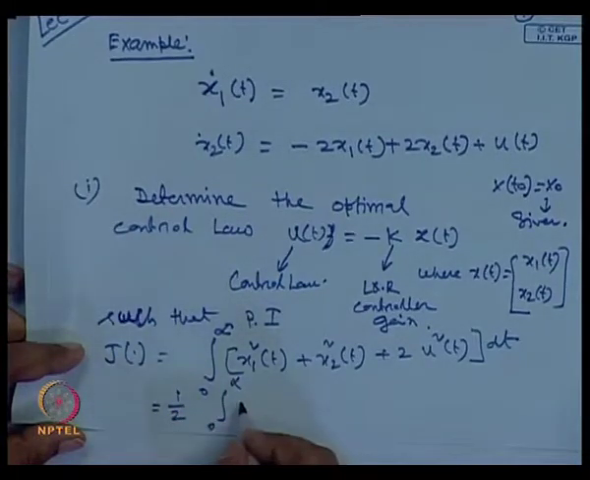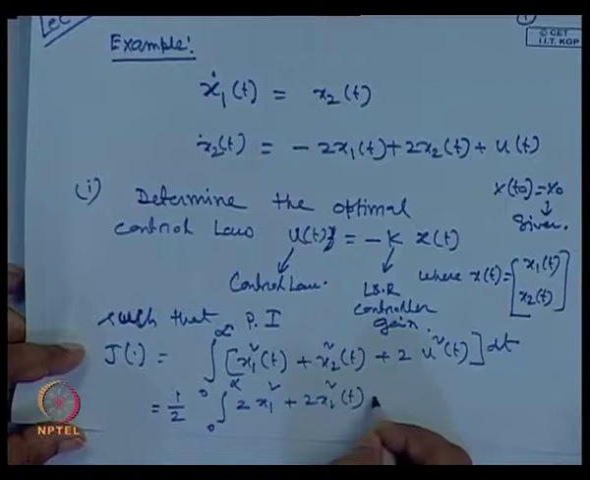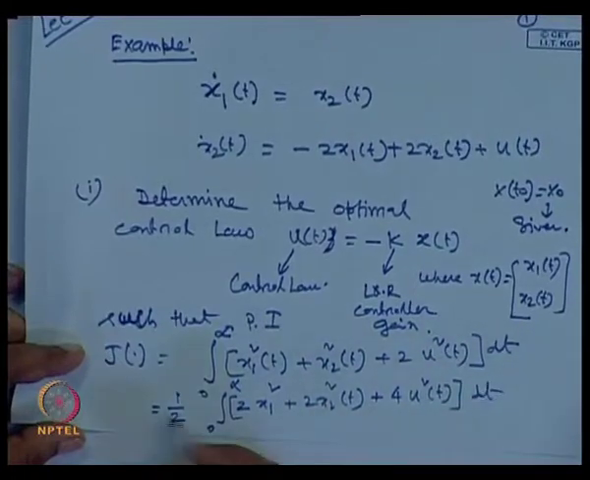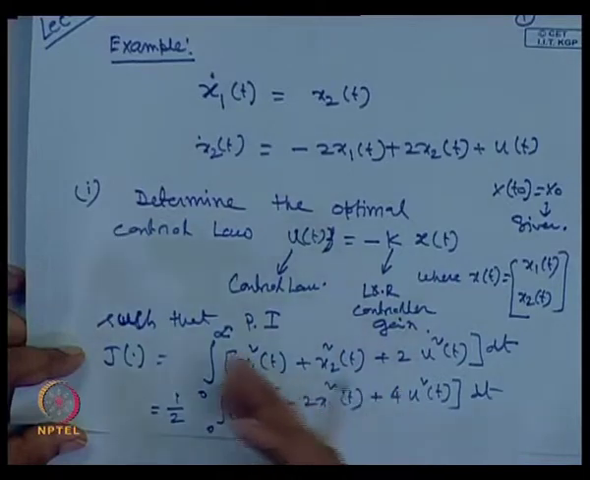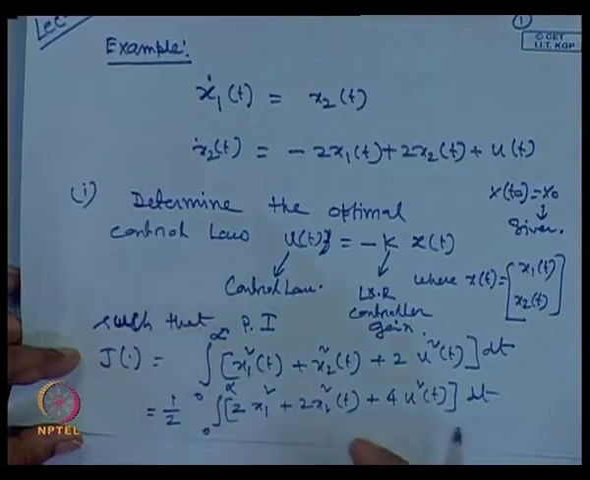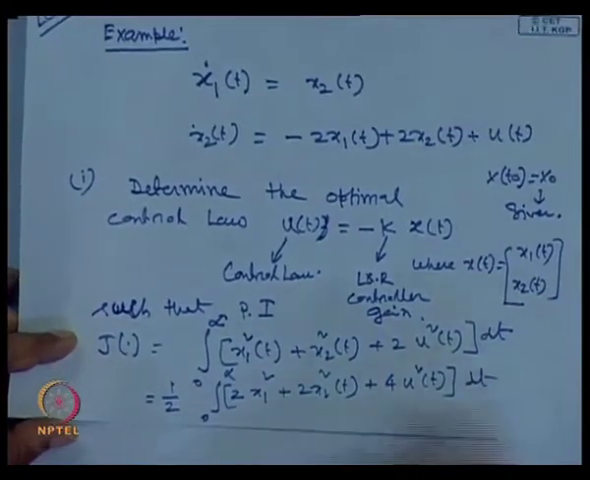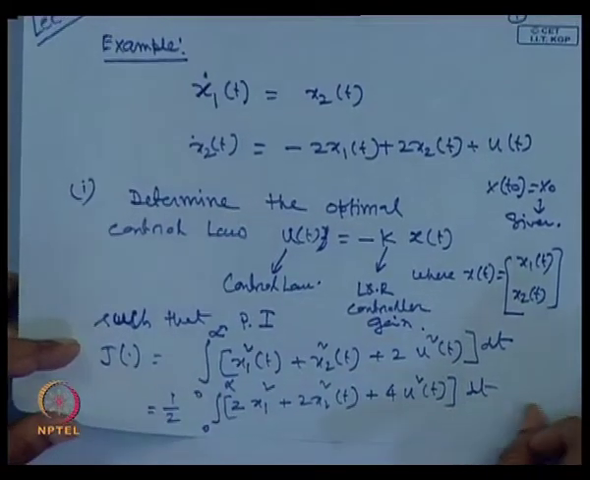Since I divided by half and multiplied by twice: x1 square plus twice x2 square plus 4 u square of t, whole dt. Why have I made it half? In our standard formulation, this half is created in the derivation, because when you do the partial derivation of this LQR problem, throughout the derivation process the 2 will come and this 2 will be cancelled, and based on this we have derived all our expressions. So, in order to make it into standard form, I divided by half and multiplied by 2. So, this is the standard form.